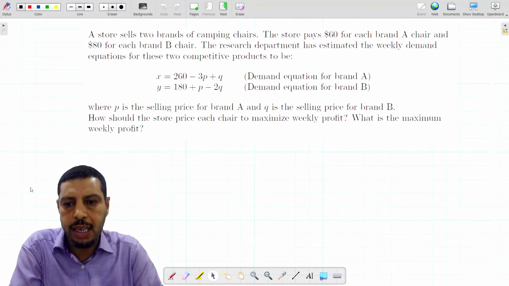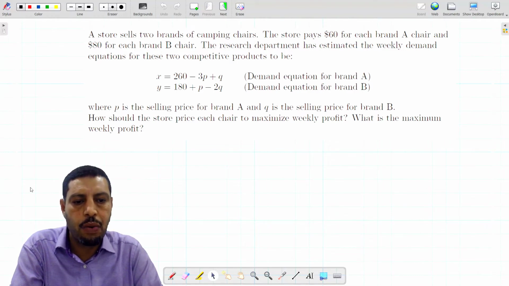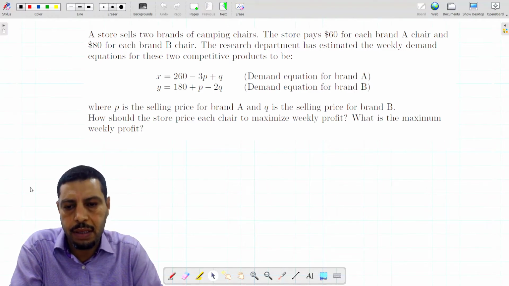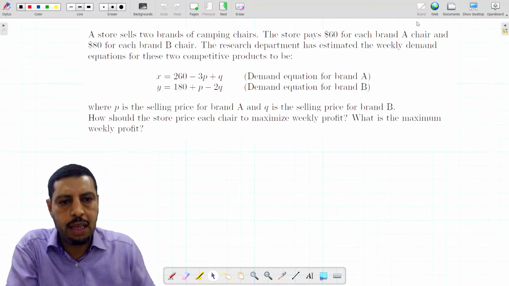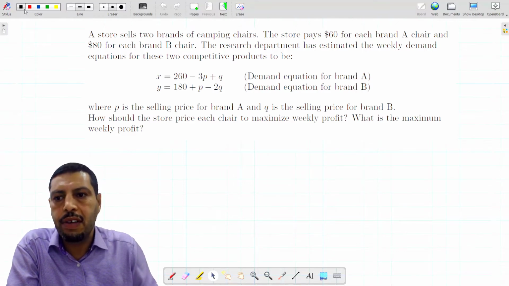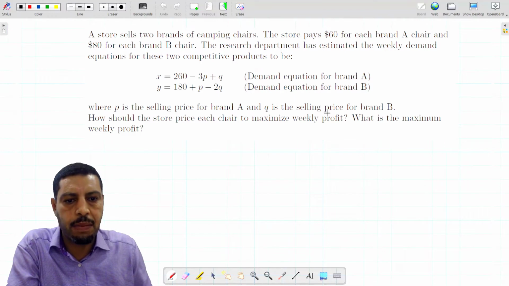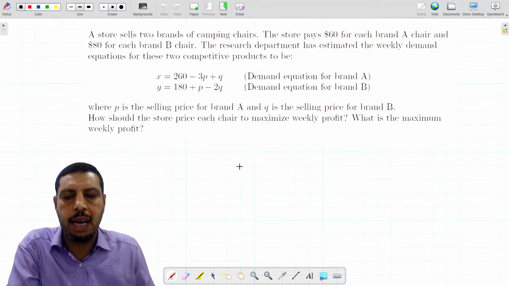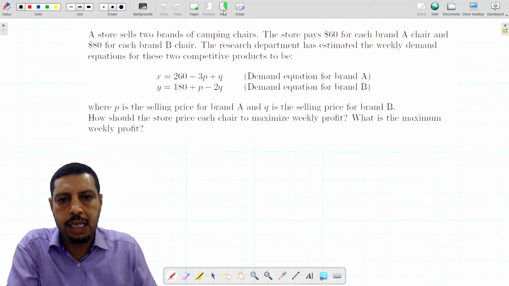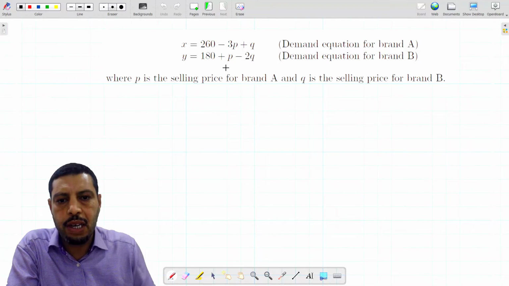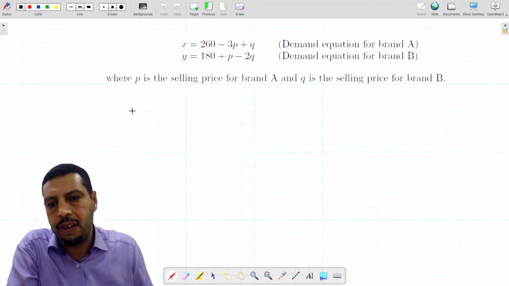So the question is, how should the store price each chair to maximize the weekly profit, and what is the maximum weekly profit? So let's start with computing the revenue function. Since the question is about the profit, we're going to first compute the revenue, then find the cost function and maximize this profit. Okay, so let's start with the revenue function. Here I will use the demand equations to find the revenue function.